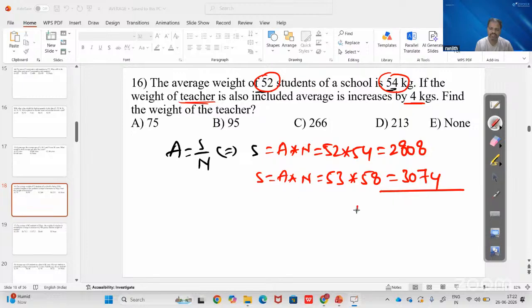Now we need to take the difference. Whatever the difference we are getting, that will be the teacher's weight. Teacher weight equal to 266. But don't go with this method. What is the other method to solve?